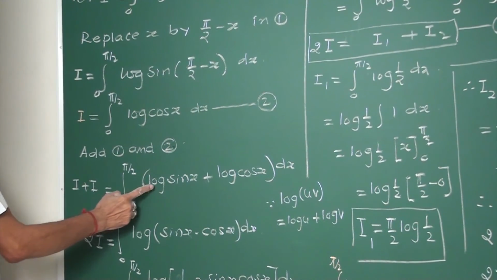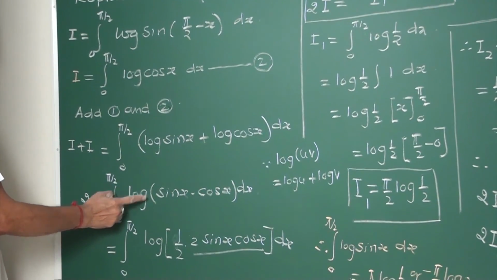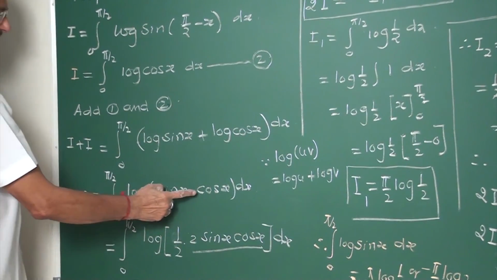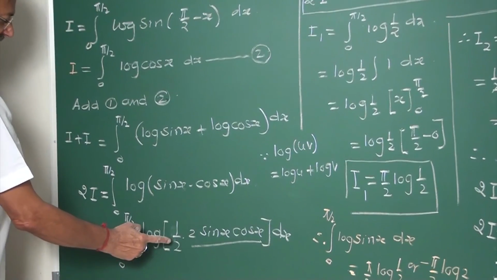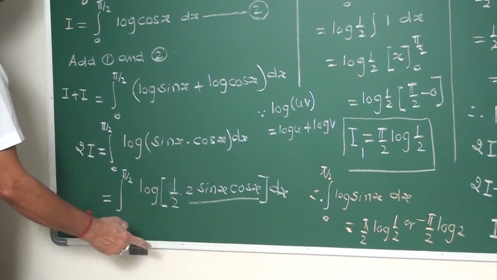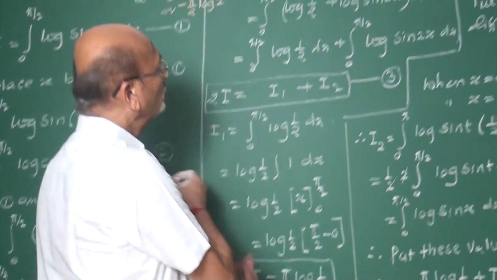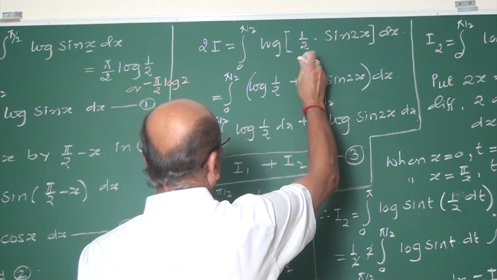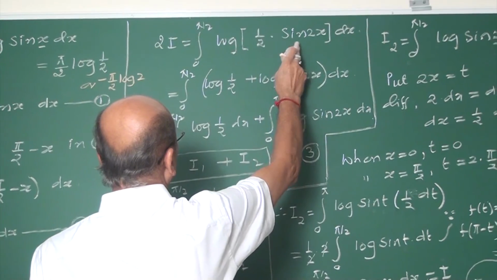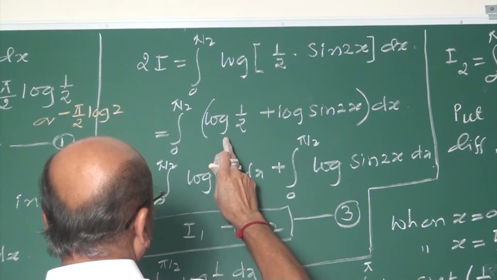I plus I is the integral of log sin x plus log cos x, which is log of sin x into cos x dx. Divide and multiply by 2: 2 sin x cos x, which is sin 2x, so 1 by 2 into sin 2x. It is a product u v, log u plus log v, right?